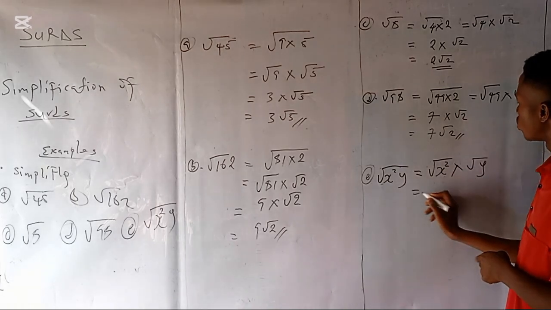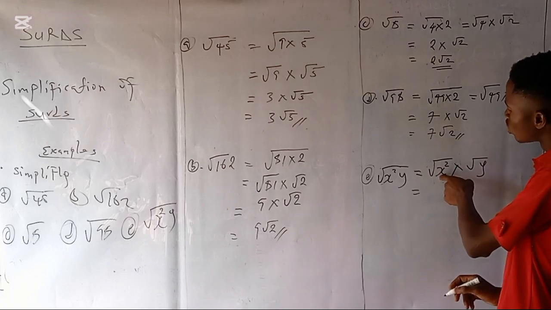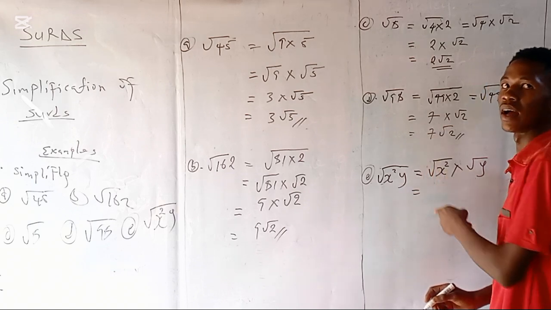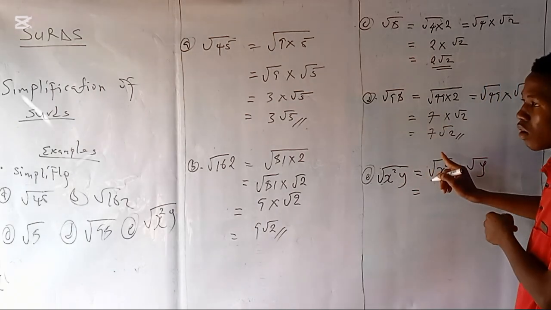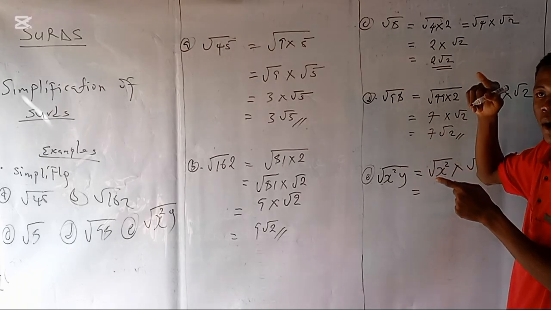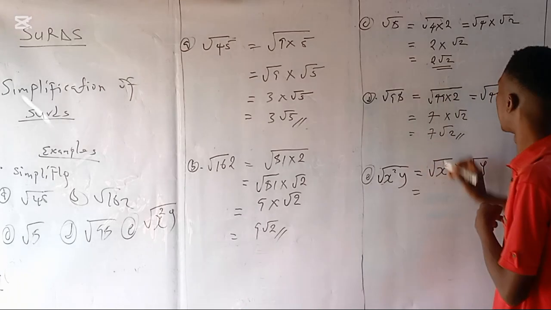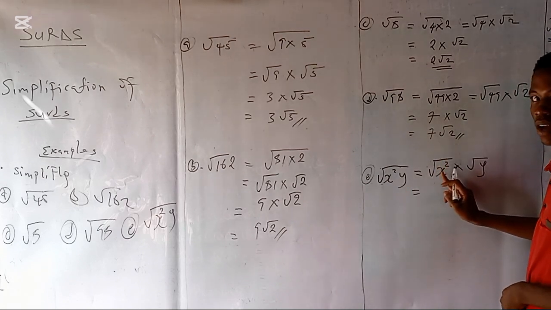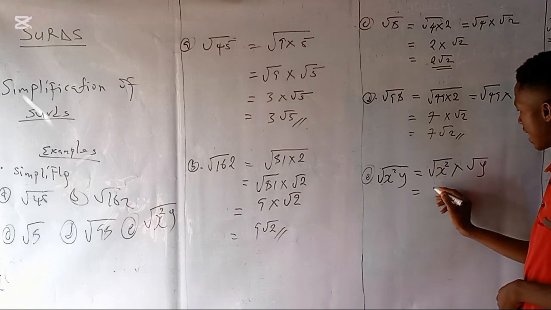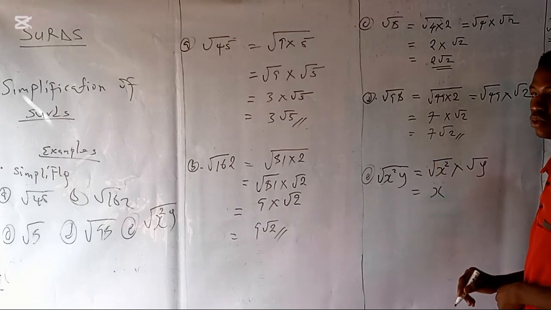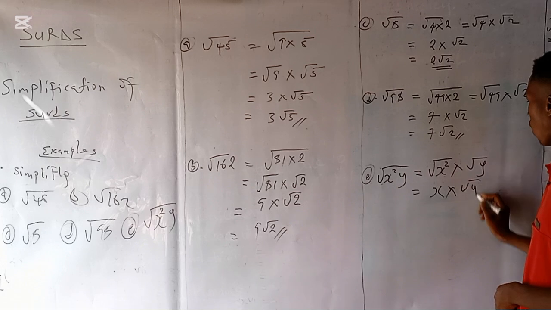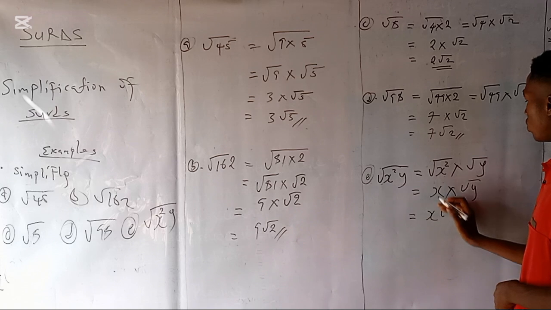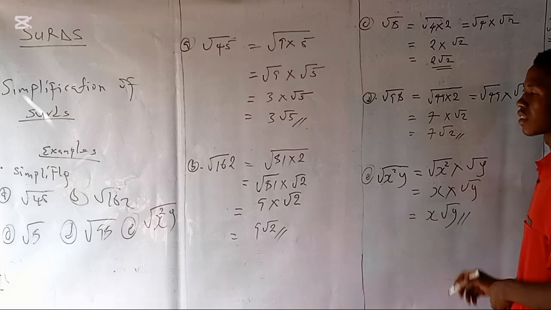Which is equal to, now, the square root of a number or any variable bearing a power becomes that number. I recall again, the root of any number raised to power 2 becomes that number. For instance, the square root of the variable x squared is x. Are we together now? Good. So times root y. So this is equal to s times root y, s root y. Thank you.